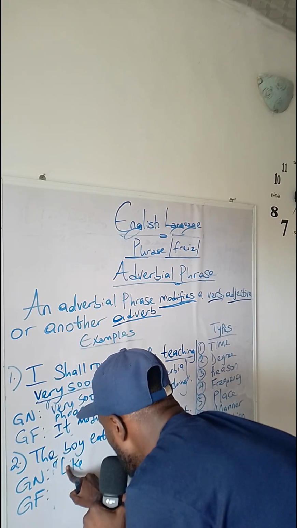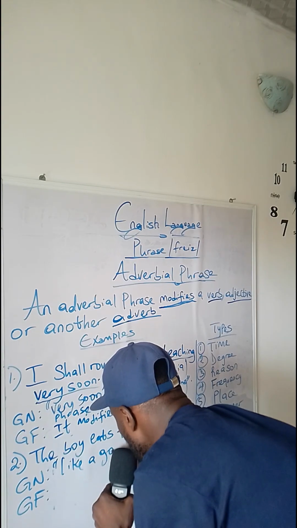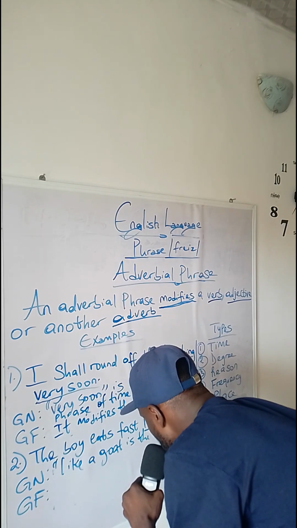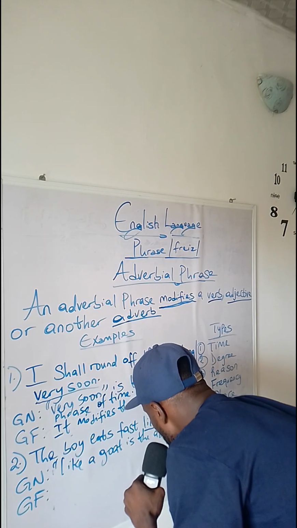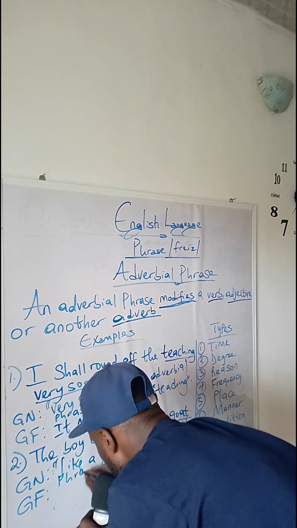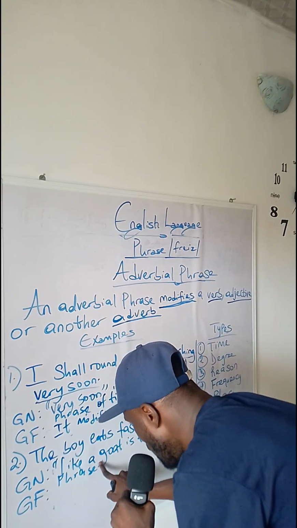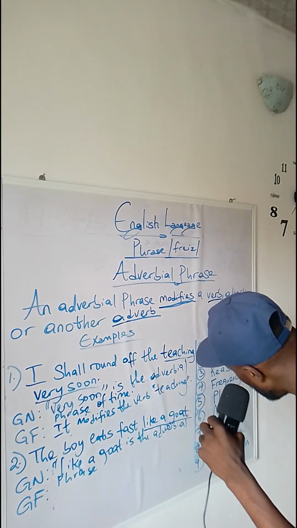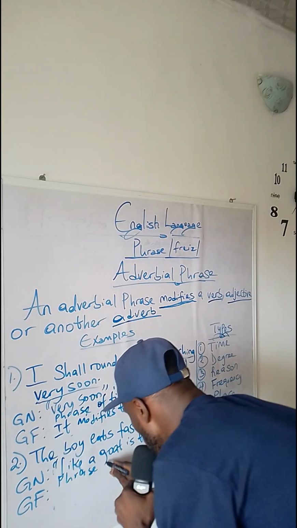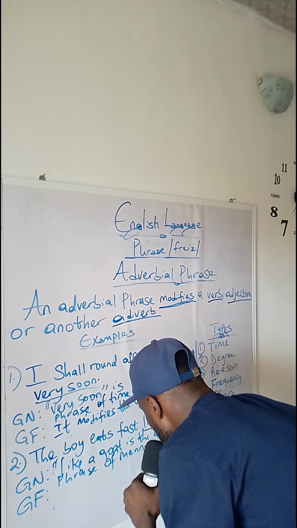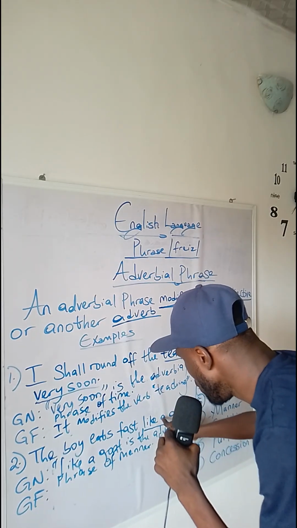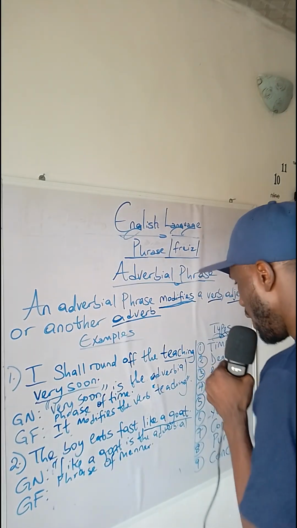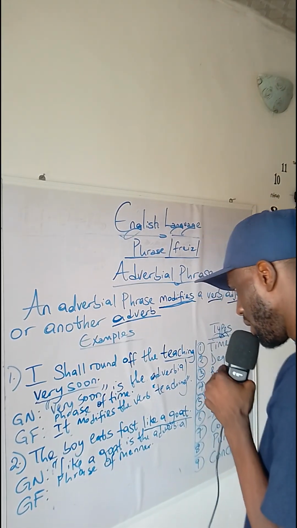"Like a goat" is the adverbial phrase. So you could choose to leave it here or go for that if you're very sure. That is to tell us what kind of adverbial phrase it is, or what type of adverbial phrase it is. So this is of manner, because it gives the impression of manner. That is, like a goat, the way the boy is eating, it gives the impression of manner. Next thing we'll do is grammatical function.